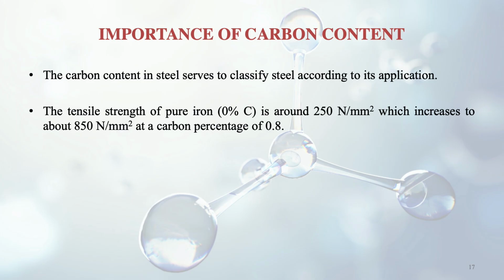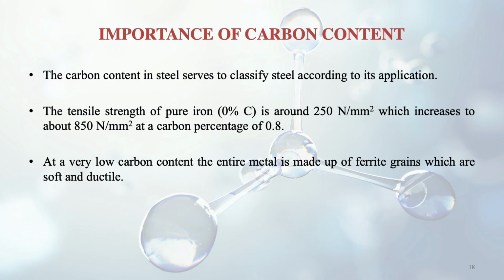The tensile strength of pure iron is around 250 Newton per millimeter square, which increases to about 850 Newton per millimeter square at a carbon percentage of 0.8. So as told earlier, if the carbon percentage is increasing, we can see that the ductility goes away and hardness and strength become more.